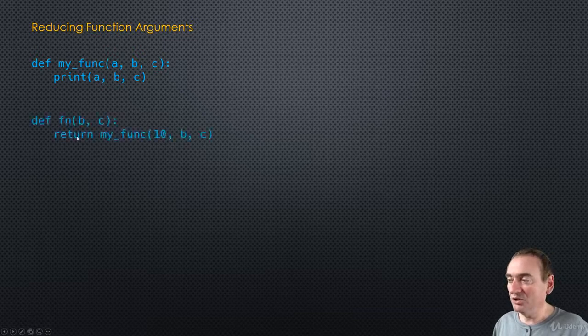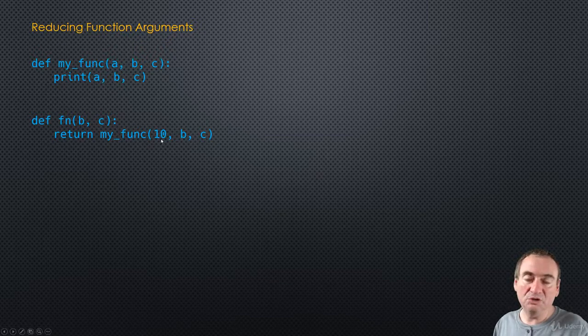So how can we do this? Well, pretty simply, we could do it this way. We could say def fn, so now we create a new function which takes in 2 parameters, let's say b and c, and it's going to call myfunc. It's going to return the value that's returned from myfunc when we set a equal to 10 and then b and c passed in as normal. So you can see we've reduced the number of arguments needed to call myfunc by 1, because now we've specified a value for a. We've predetermined what that value should be.